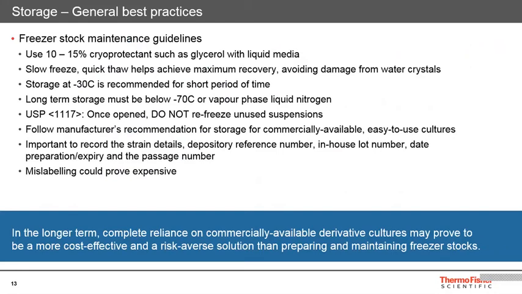There are some commercial products out there that use isopropanol, like Mr. Frosty from Nalgene or CoolCell from Biocision, that can help you achieve this. When thawing the vials, place them in a 37-degree water bath for a quick thaw. All the major regulatory bodies suggest that the stock can be frozen at -30°C only for short term, and any long-term storage must be at -70 or lower, ideally in vapor phase liquid nitrogen.